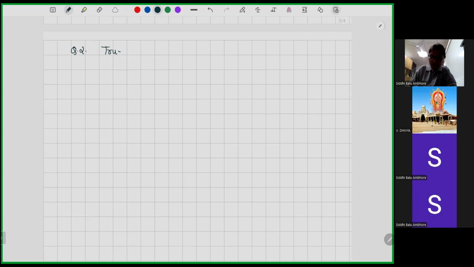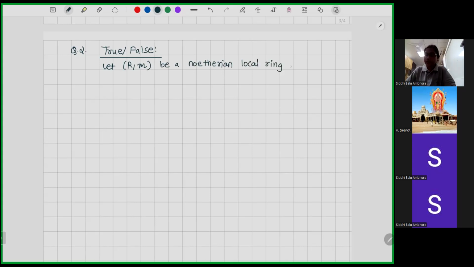Again, this is also a true or false statement. Let R comma M be a Noetherian local ring, and x1 to xn are just some elements from this maximal ideal. Okay, so it is a local ring. It has only the unique maximal ideal, and I'm assuming x1 to xn are elements from this maximal ideal M. Then the statement is that the Koszul complex.